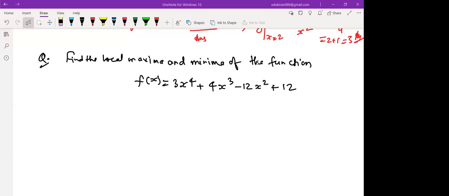You have to first differentiate it. So differentiate it first. I'm getting 12x cube plus 12x square minus 24x. So when we differentiate it, we are getting 12x cubed plus 12x square minus 24x, correct? Now you have to equate it to 0 and see what are the values of x which you are getting.